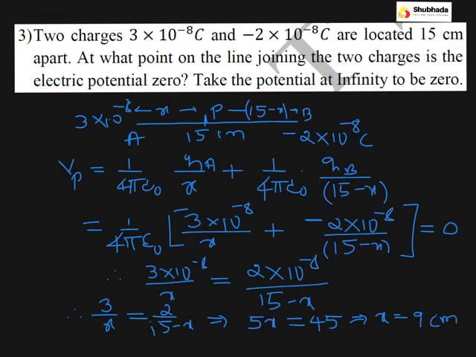So at 9 centimeter from the 3 into 10 to the power of minus 8 coulomb charge, the resultant electric potential is 0.